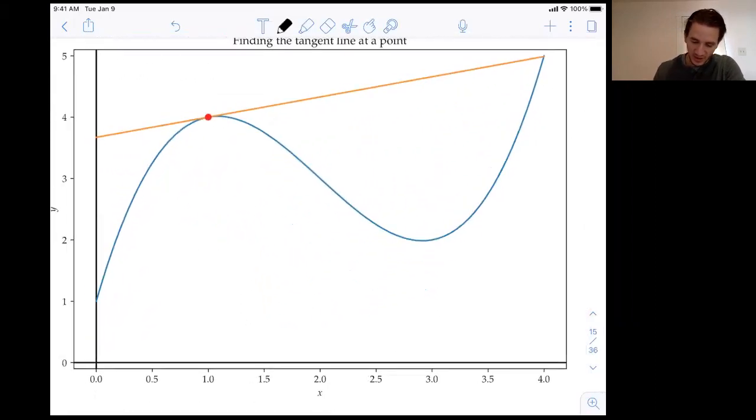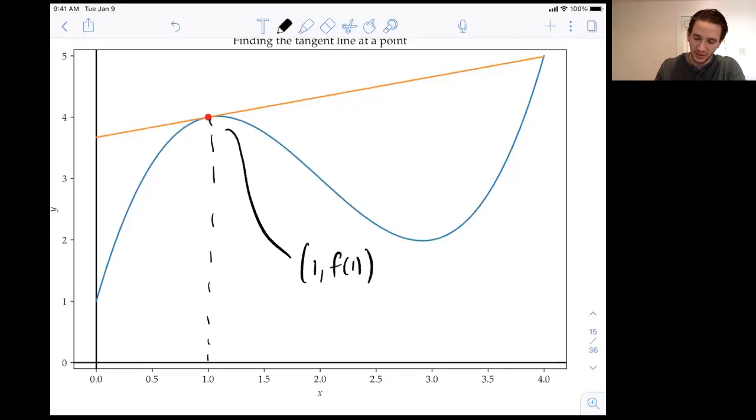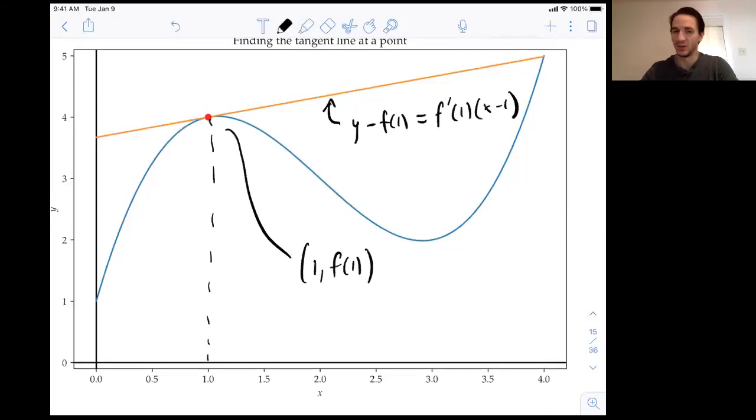Here's some general curve. If I want to know the equation of the tangent line at x equals 1, well, we found that if this point was 1, f of 1, then the equation of the tangent line is y minus f of 1 equals the slope of the tangent line, which we found was f prime of 1, times x minus 1. So if you really boil down all the problems that we've done so far, they were all about finding that line.